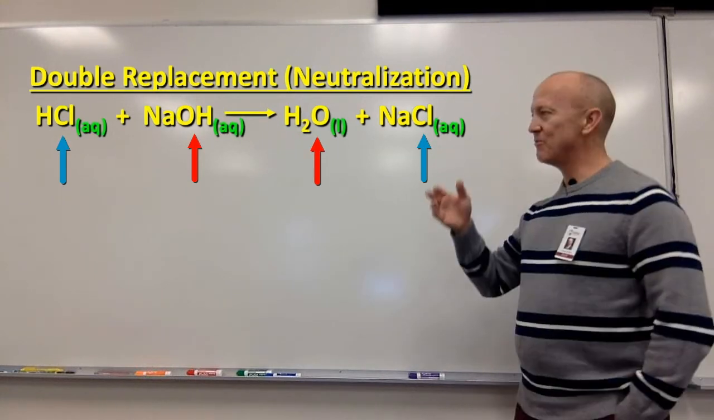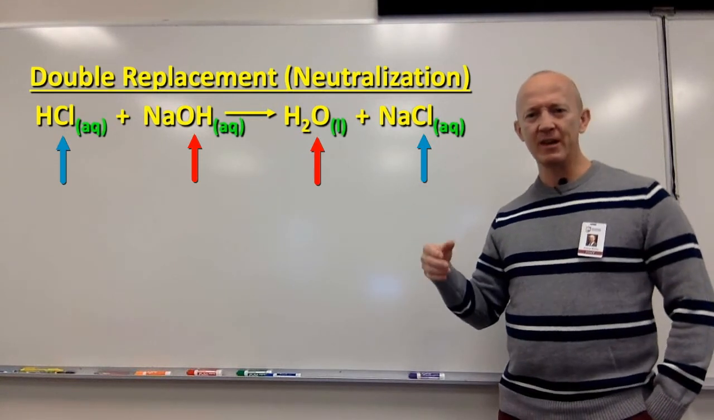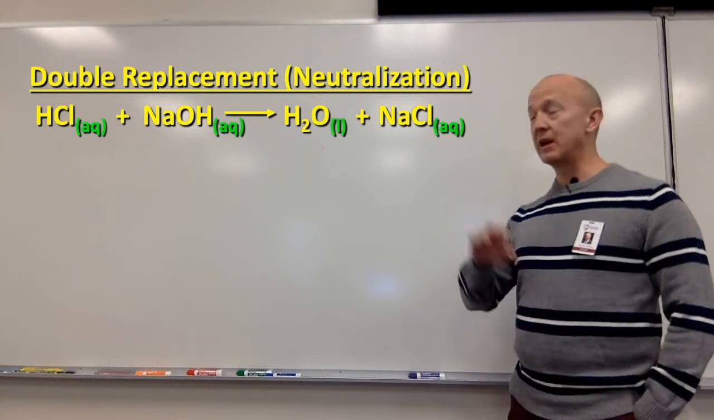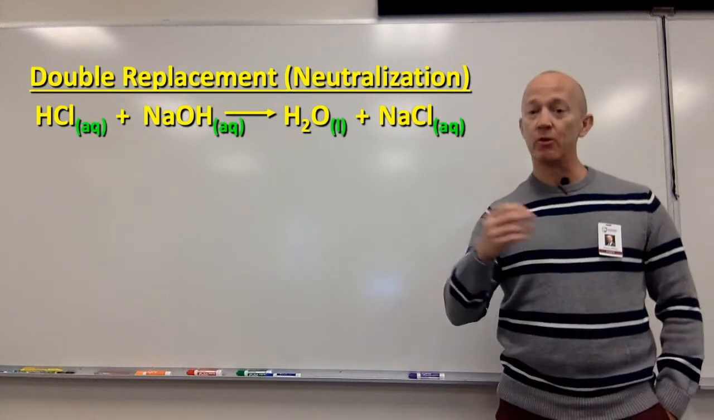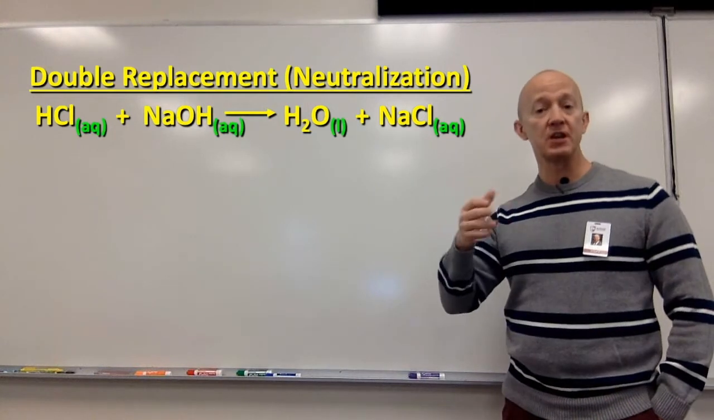So do you get that? When we put a strong acid and a strong base together, we get salt water. So whenever you put an acid and a base together, you're going to wind up with a type of salt and water, a neutralization reaction.